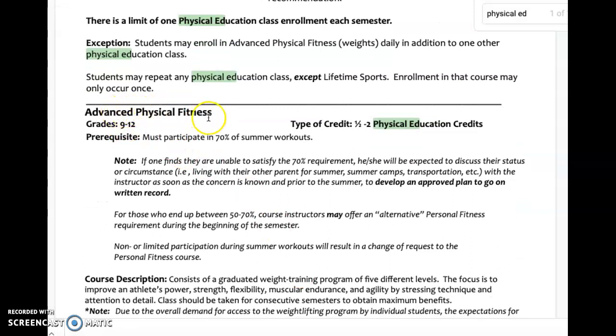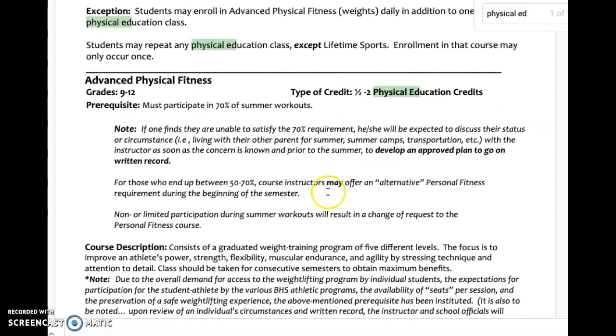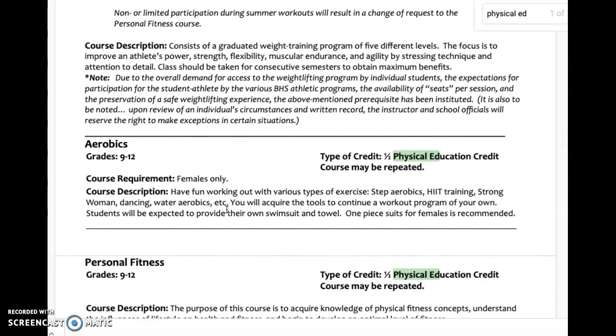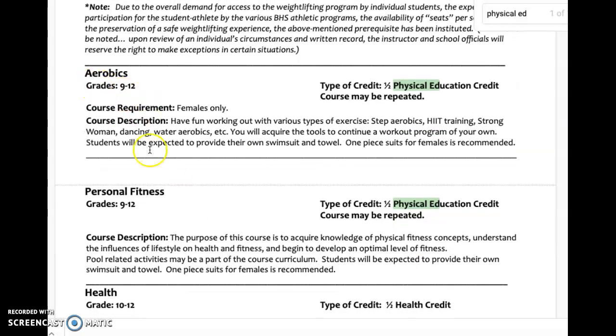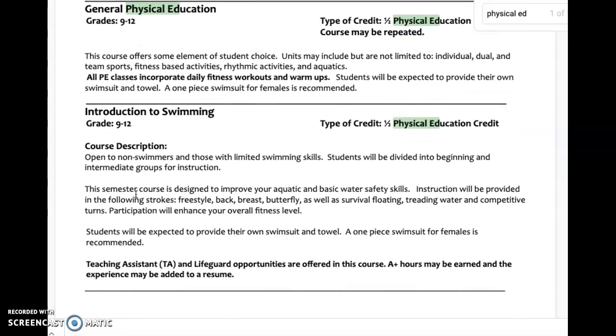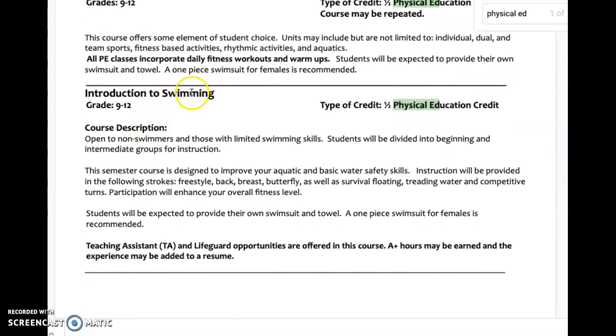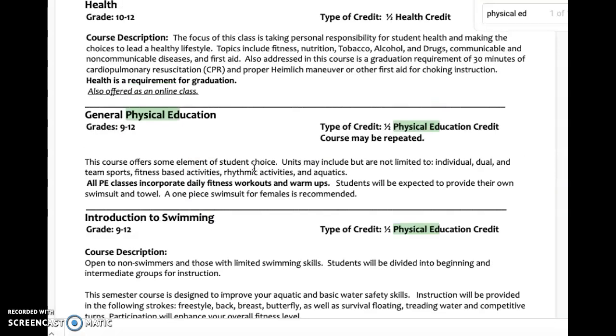Advanced physical fitness. Again, I'm looking at how many credits it's going to be worth. I'll read the description, and then I'll go to the next one. Here's aerobics. Here's personal fitness. Oh, swimming. Maybe I want introduction to swimming. I'm reading the course description. If it's something I want, then I'm good. It looks like it cannot be repeated, but general PE can. So maybe I'll take a semester of introduction to swimming and a semester of general PE.